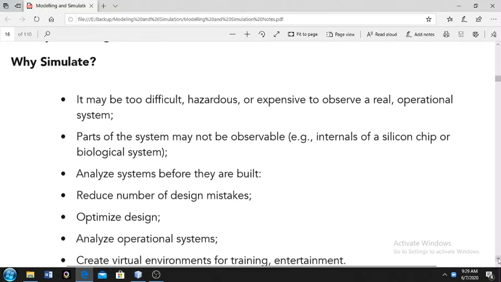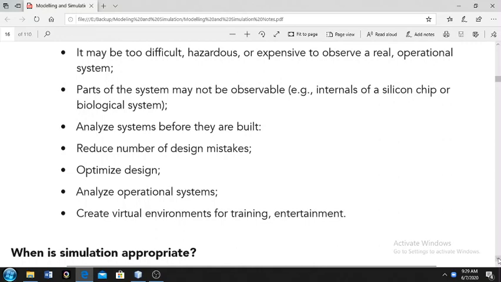Now, why simulate? Why should we simulate? It may be too difficult, hazardous, or expensive to observe a real operational system. Part of the system may not be observable, for example, the internals of a microchip or a biological system. Analyze systems before they are built. Reduce the number of design mistakes. Optimize design. Analyze operational systems. Create virtual environments for training and entertainment.